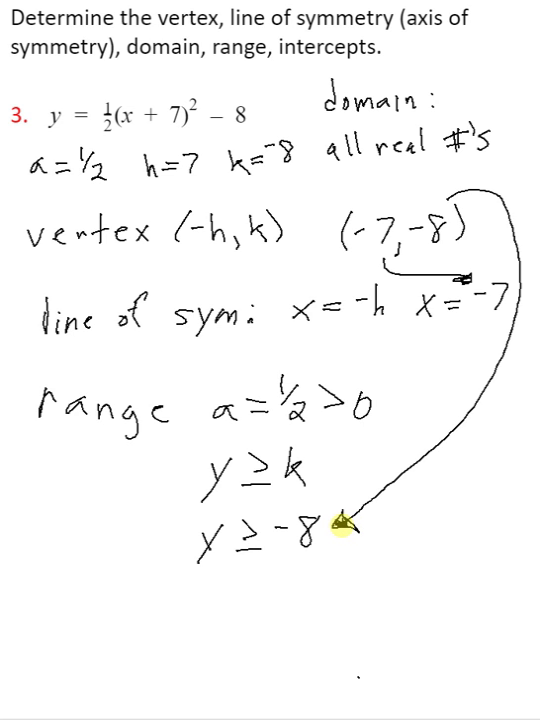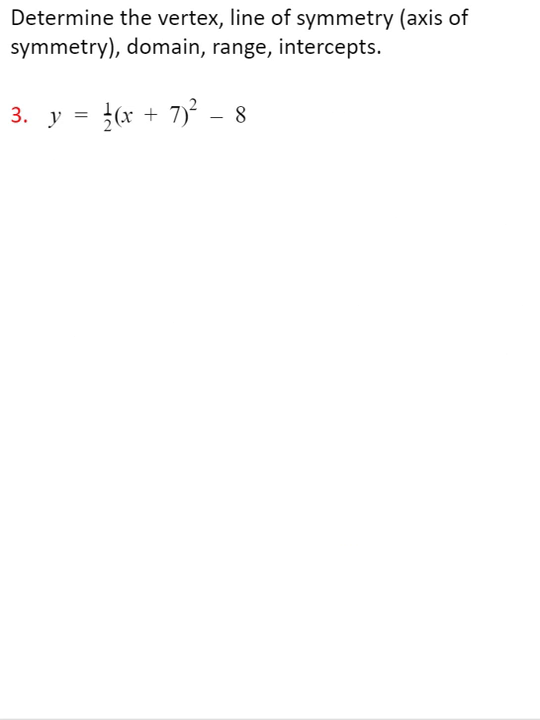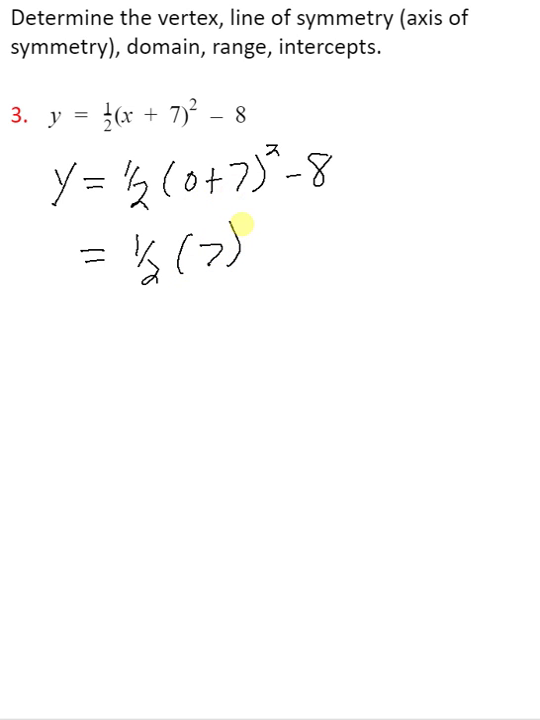Now I'm going to do my intercepts. So I'm going to do the y-intercept first. So I'm going to go ahead and plug in 0 for x. And then all I have to do in this case is simplify. So when I add this together, I'm going to get 7. So 0 plus 7 is 7. And then I'm going to go ahead and square the 7. So I get 1/2 times 49.